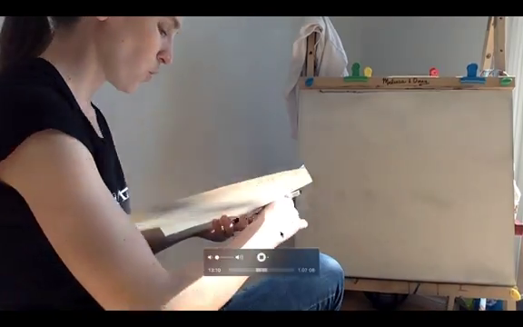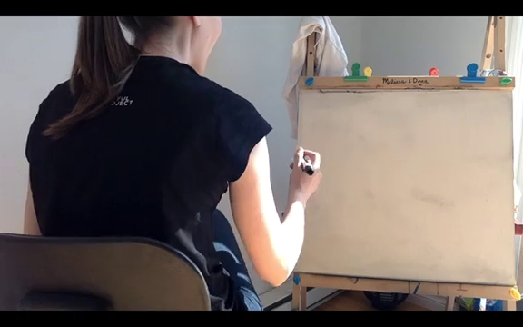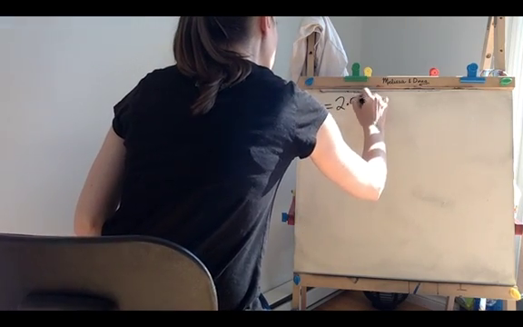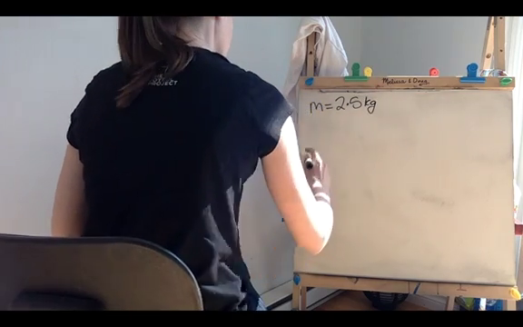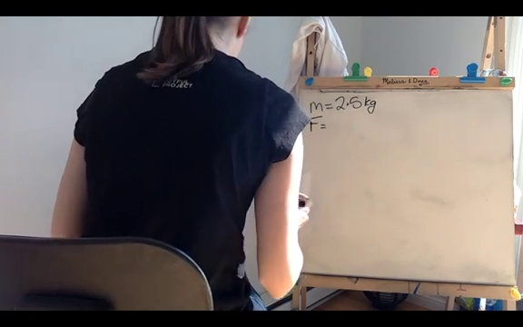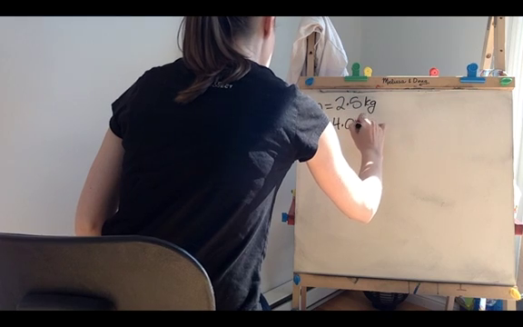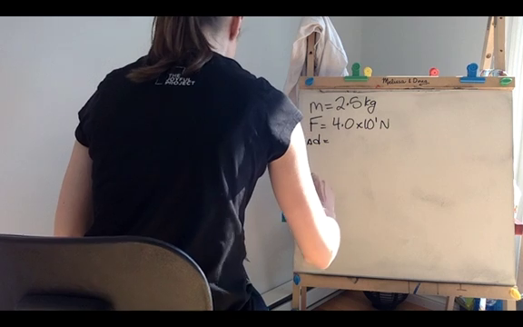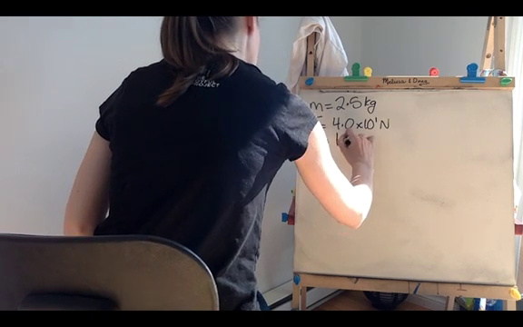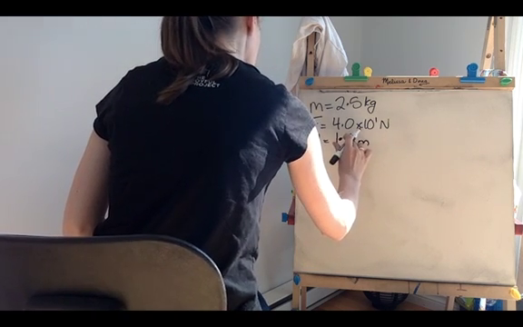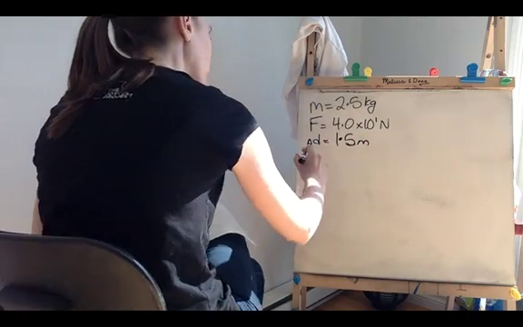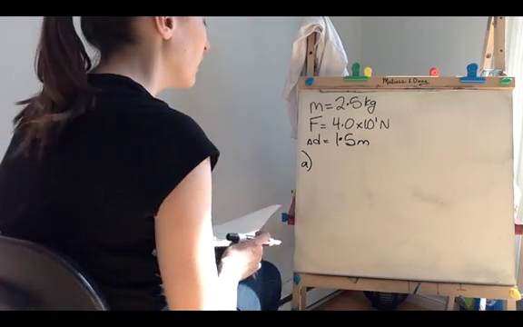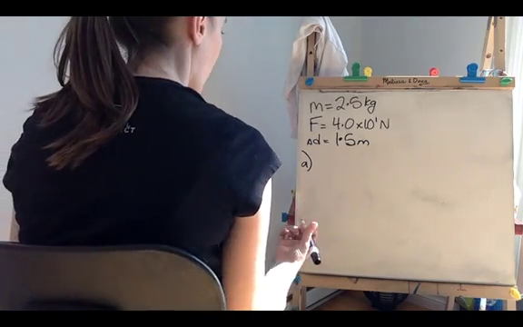All right, so again, listing the things that we have for this practice problem, we know that the mass of the curling stone is 2.5 kilograms. We know that the force exerted on that stone was 4.0 times 10 to the 1 newtons, and we know that it travels a distance, or a displacement, of 1.5 meters. Okay, so the first thing we are being asked is the work being done by the student on that curling stone.